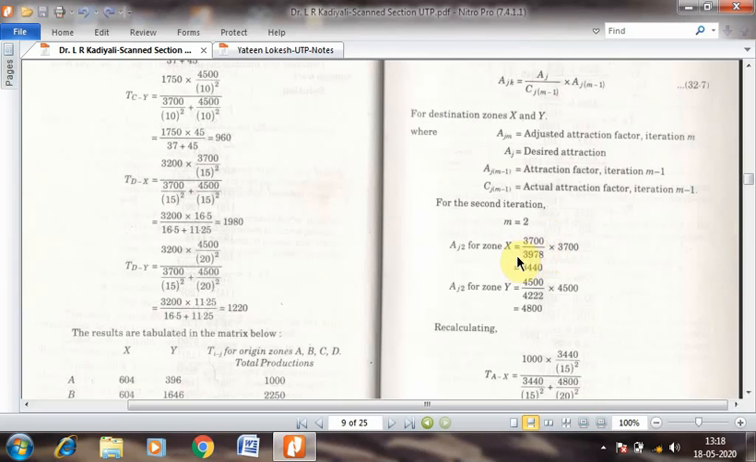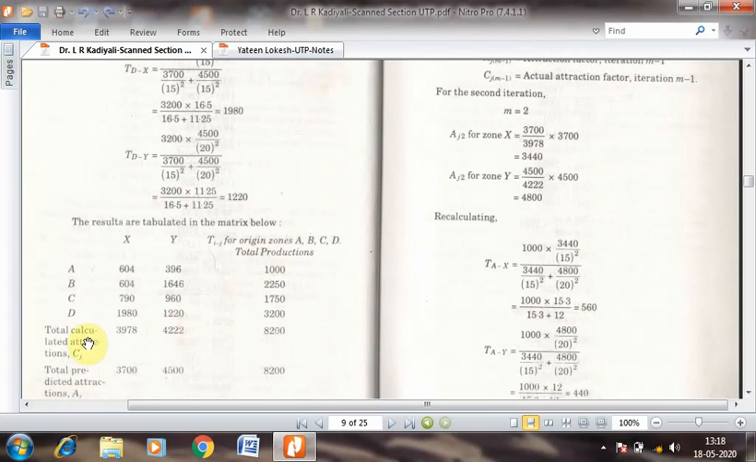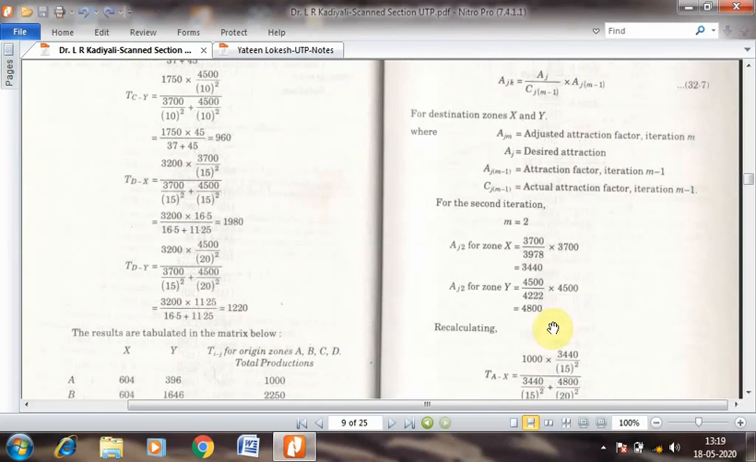But what is CIJ? CIJ is this. Okay. CIJ from the previous step is 3978. That is Cj m minus 1. So m here is 2. 2 minus 1 is 1.